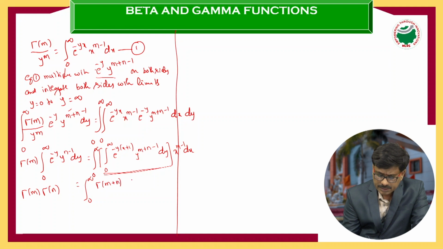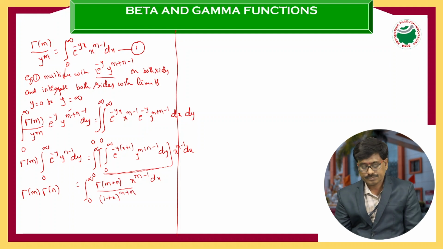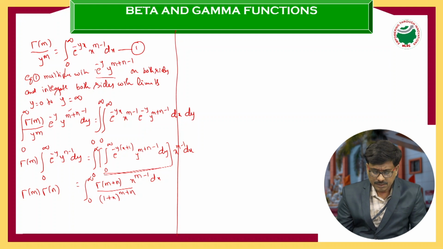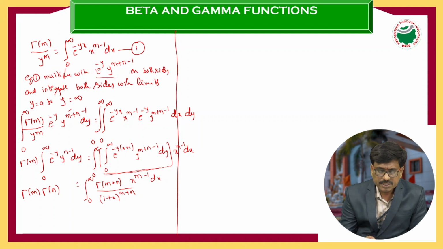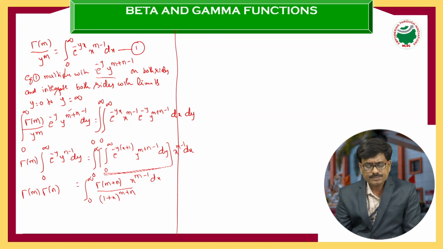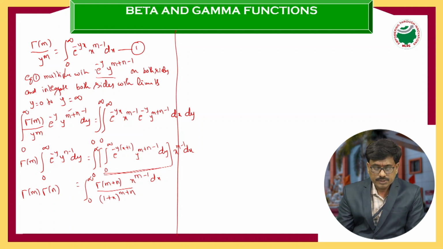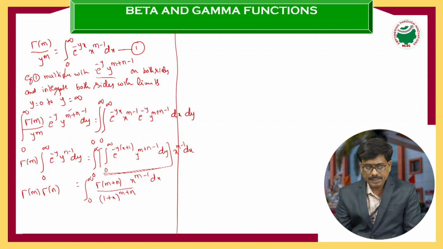gamma of m plus n into x power m minus 1 into dx divided by 1 plus x whole power m plus n. Now, how do you get this result? Now, you may have some doubt about this particular case. See, use this equation 1. Use the equation 1. If you substitute m replaced by m plus n, this becomes this integral value.